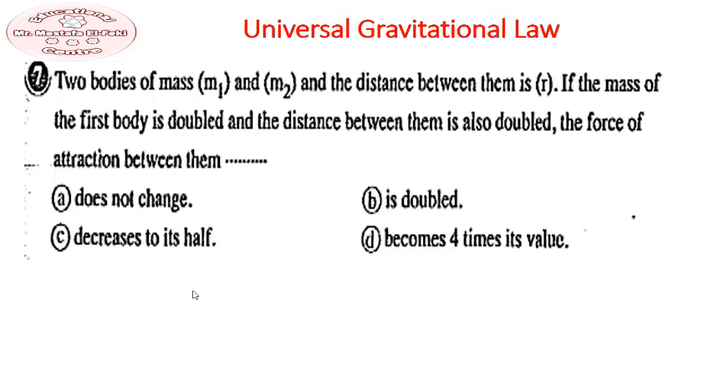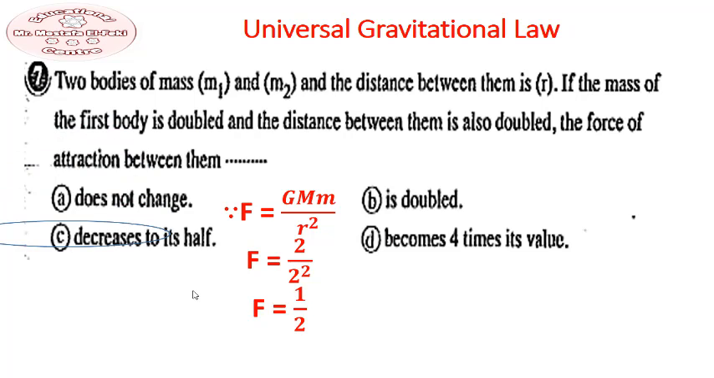Two bodies of masses m1 and m2, and the distance between them is r. If the mass of the first body is doubled and the distance between them is also doubled, then the force of attraction between them... This is the relation of the gravitational force. One of them is doubled and the distance is doubled, then 2 divided by 2 to the power of 2 equals half. Then the force decreases to half.